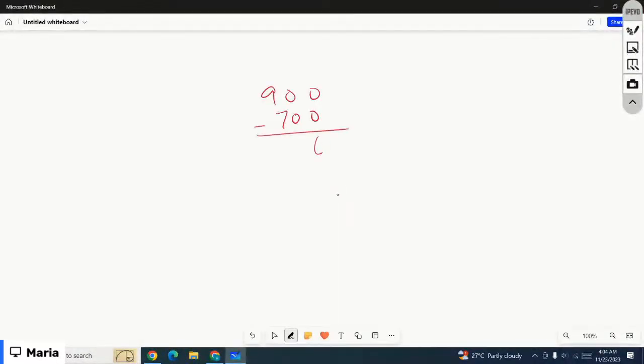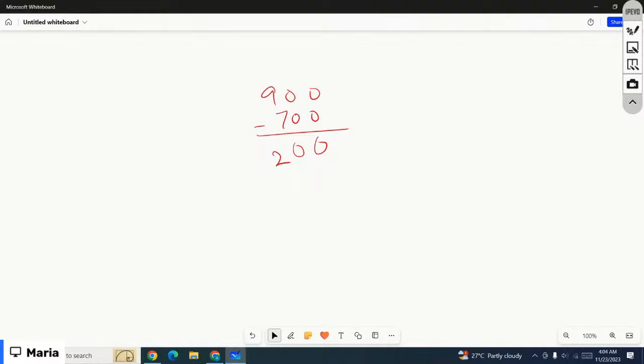You have to start from the ones digit. 0 minus 0 is 0. Then 0 minus 0 is again 0. Then 9 minus 7: make 9 lines, remove 7 of them and you are left with 2. So 900 minus 700 equals 200, right?